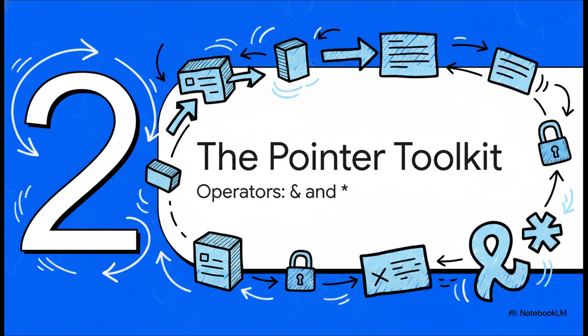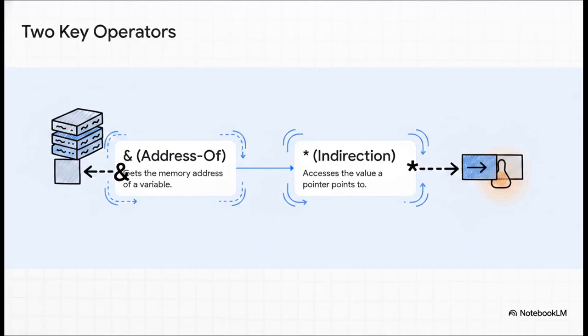Okay, so we know what a pointer is. Now how do we actually use one? Let's get into the toolkit. There are really only two key operators you've got to know. First up is the ampersand, or the address-of operator. You stick this in front of a variable, and boom, you get its memory address. Then there's the asterisk, the indirection operator. It does the exact opposite. You give it an address, and it goes and fetches the value that's at that address.